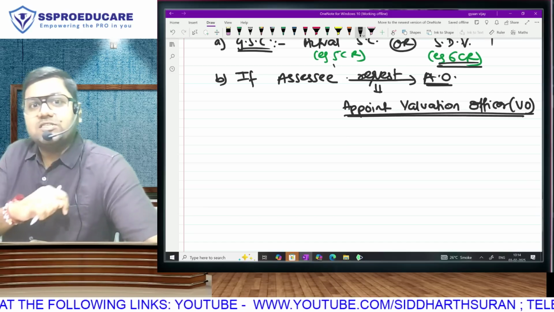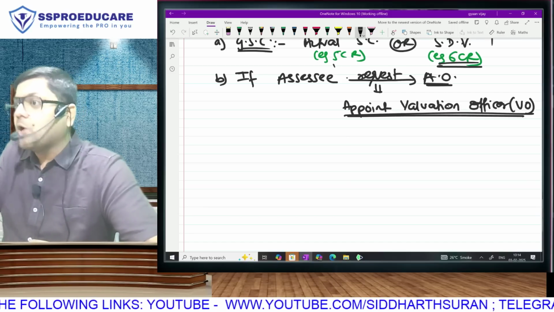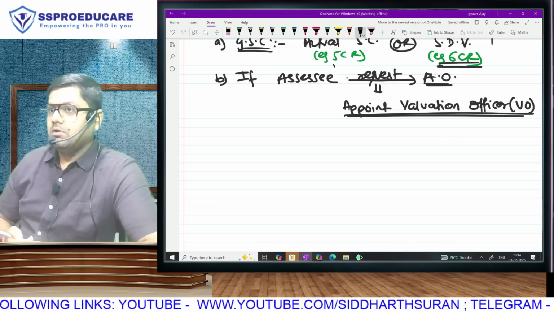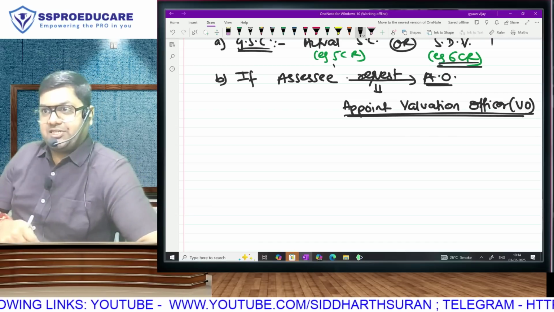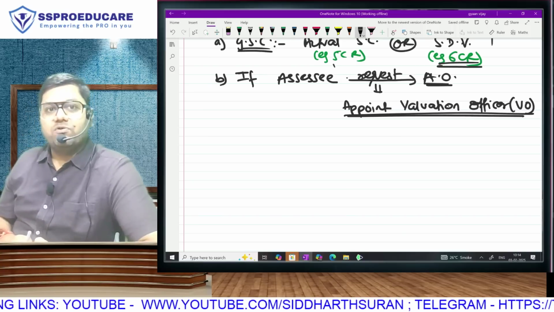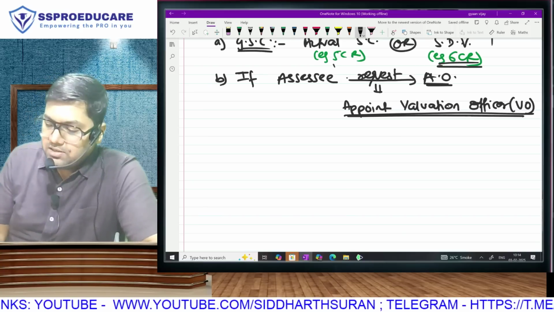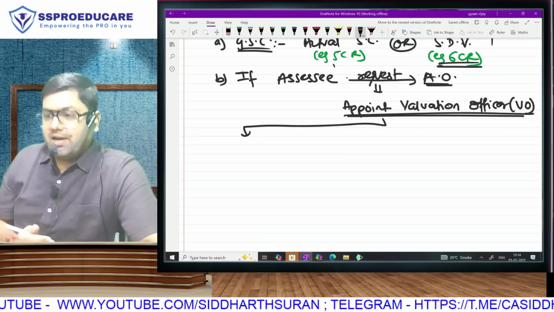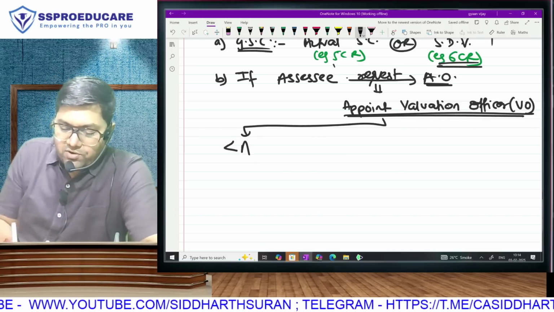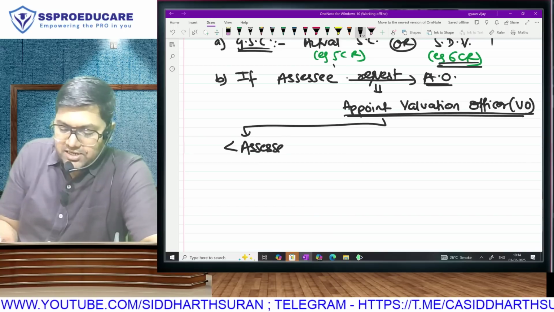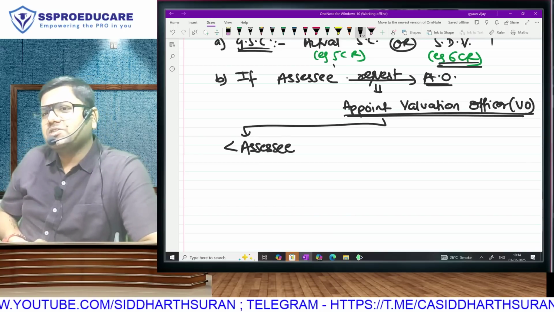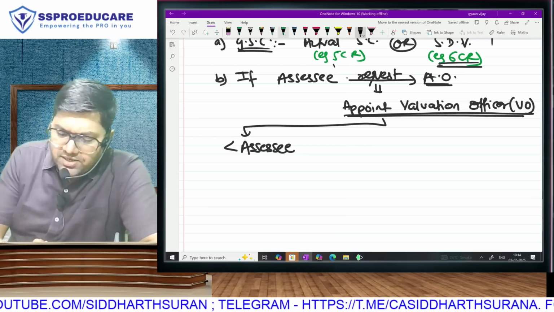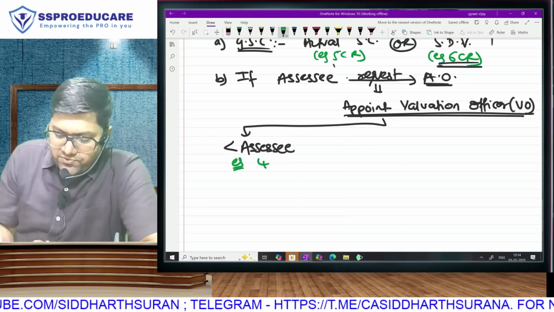The objection of the assessee was what? You are not putting effort, you are borrowing. Okay, now we will value. Now the VO will come into the picture and do the valuation of the properties. And following are the possibilities. Possibility 1: VO's value is less than what the assessee has shown. The assessee has shown how much sale consideration? 5 crore. Possibility 1, VO is saying, say 4 crore.